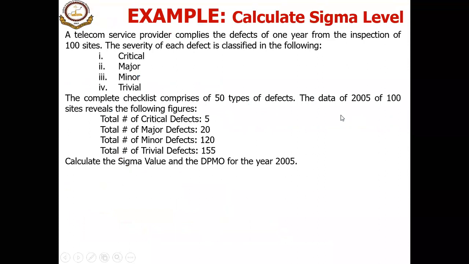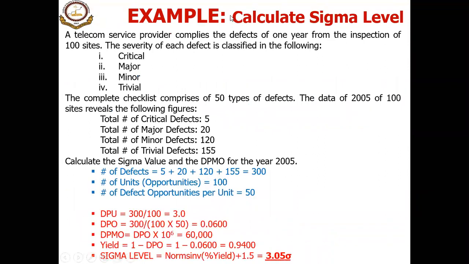Okay, so let's take another example. Here we have the total number of units: we have 100 sites where we are seeing the defects. We have categorized the defects into 4 major categories, and for each category we have found the number of defects. This is 5 critical ones, 20 this one, and this one. So the total number of defects we are finding is 300. And the number of units, that means how many sites we have inspected, is 100. And for the number of opportunities, we have 50 types of defects.